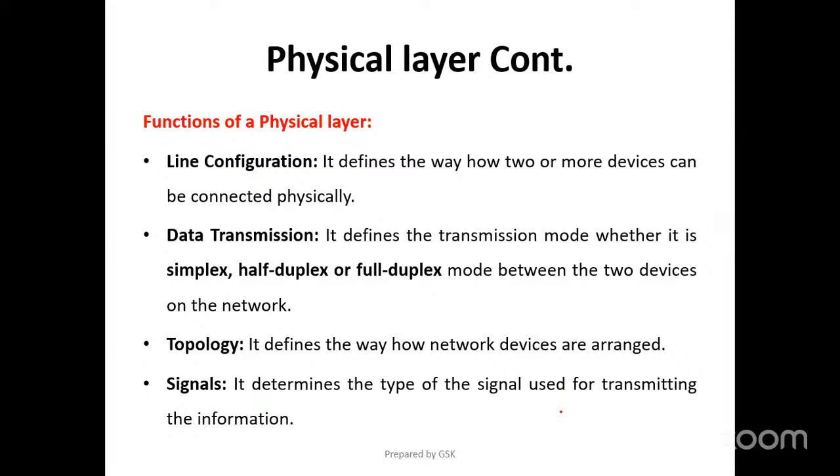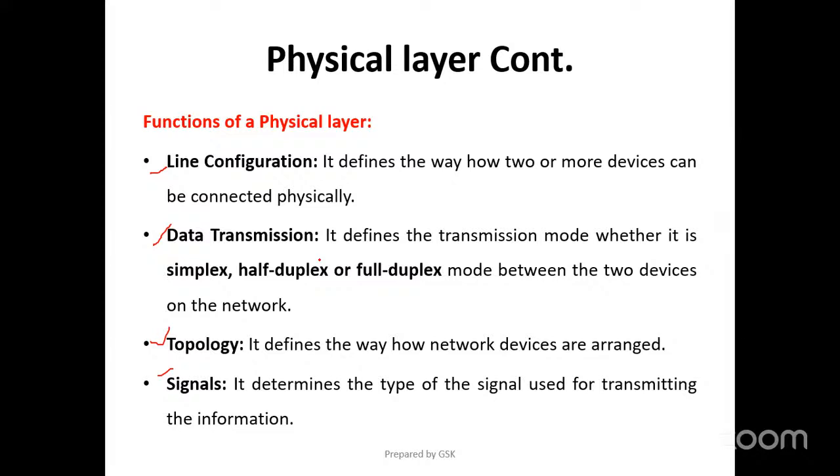Then this is a very important point. What are the functions of the physical layer? Line configuration, data transmission, topology, and signals. If you observe this, we already covered all these topics: line configuration, data transmission modes, topology, and types of topologies. All of them we covered already as individual topics. Now, if you understand those topics, you can easily understand the functions of the physical layer.